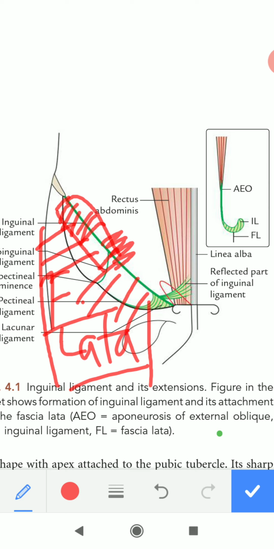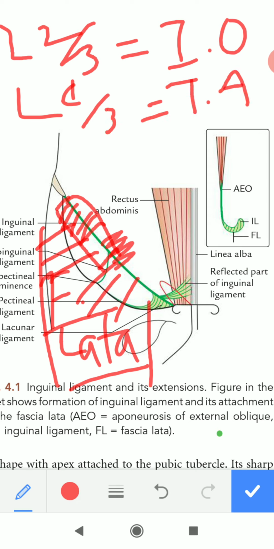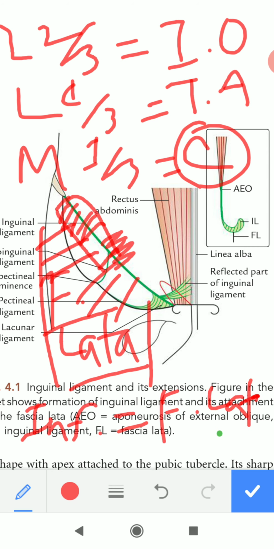So what are the attachments? In the lateral two-thirds, the internal oblique abdominis muscle is attached. In the lateral one-third, the transversus abdominis muscle is attached, and in the middle one-third, the cremasteric muscle is attached. On the inferior surface, it is attached with the fascia lata, or deep fascia of the thigh.